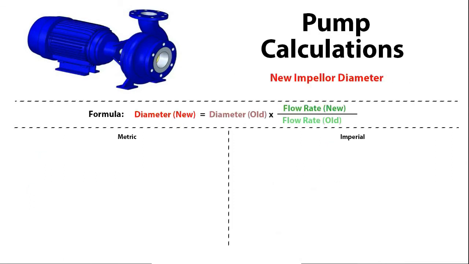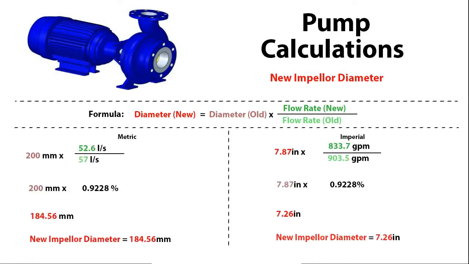And the last one we're going to look at is the impeller diameter. So if you were to adjust the flow rate and you wanted to achieve this new flow rate, what diameter impeller would you need? This is usually used in the case where the impeller is being trimmed down to meet a new flow rate, and that's what I've done in the calculations here as well. You can see that originally it was 57 litres per second or 903.5 gallons per minute. And the new flow rate, which I want to achieve on the metric side, is 52.6 litres per second or 833.7 gallons per minute.